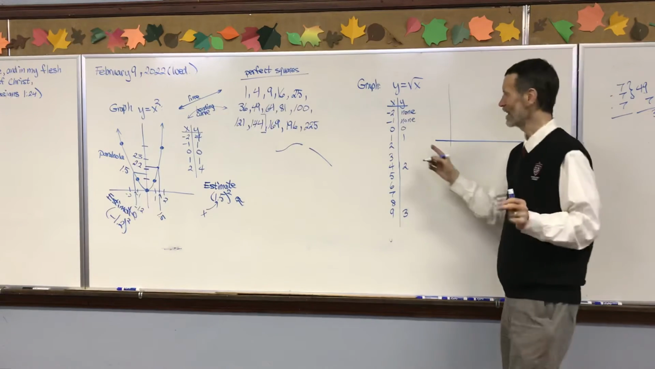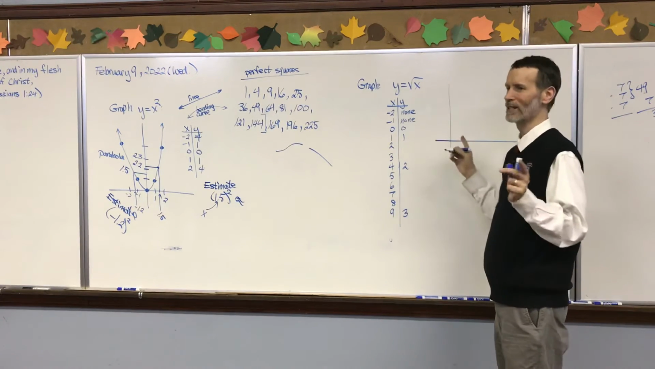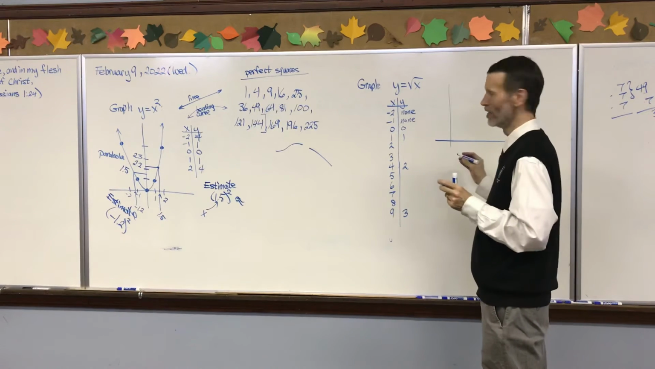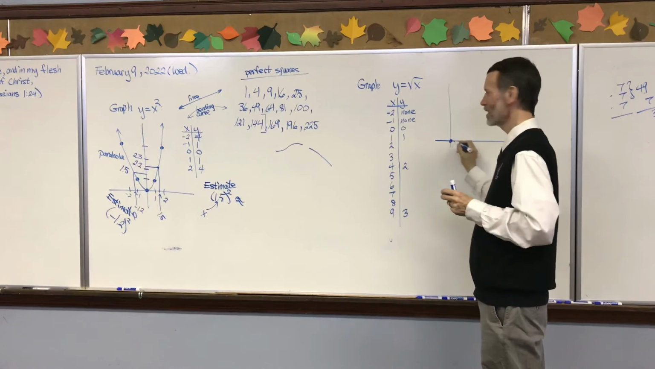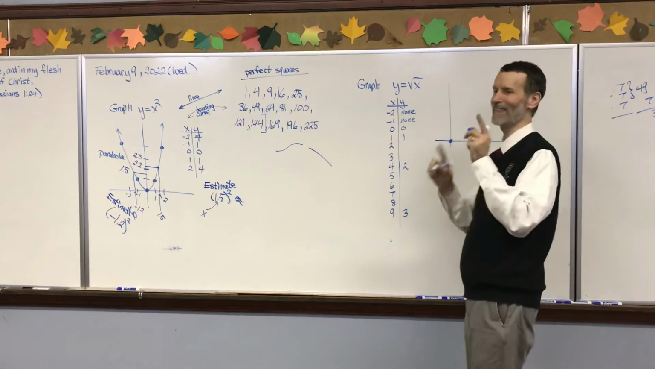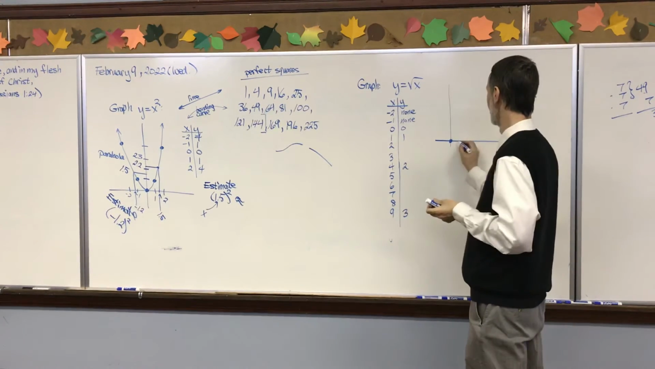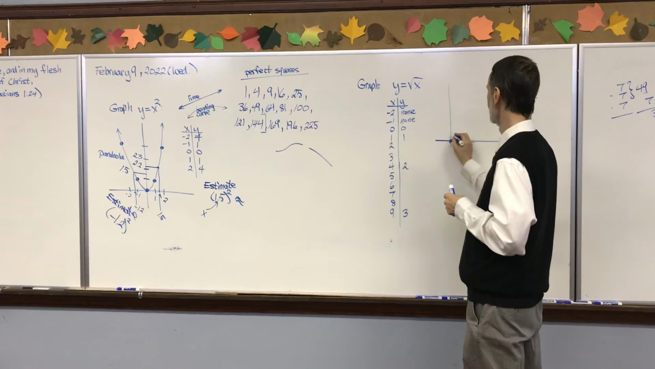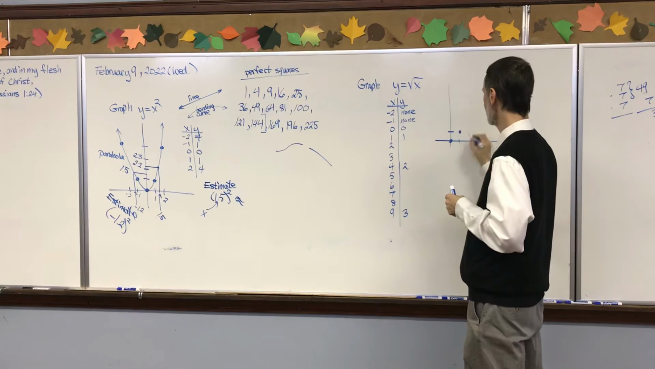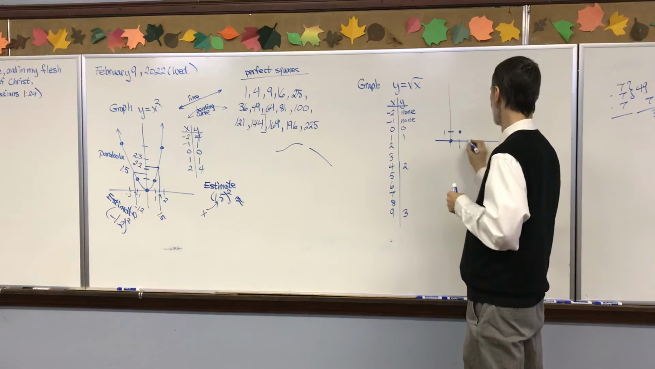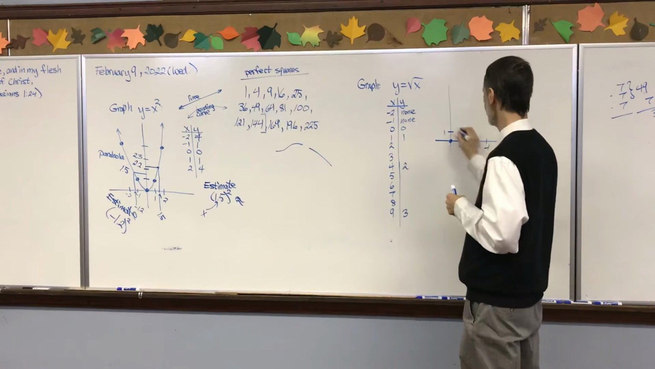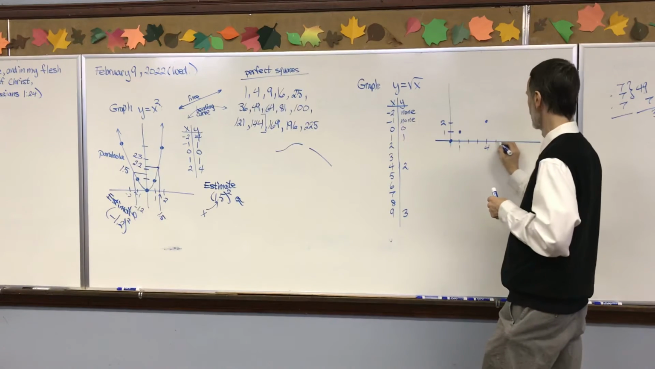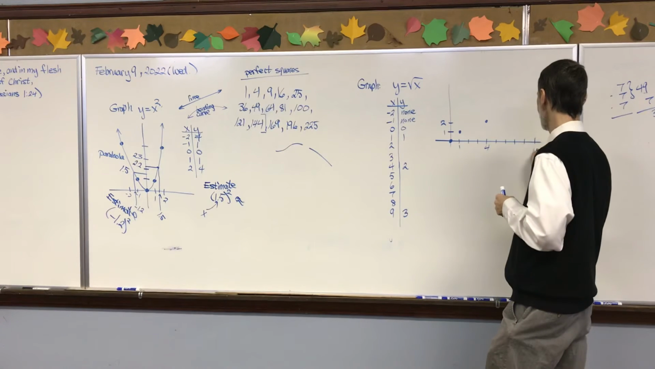The very first dot that actually worked is what, Mia? 0 comma 0. What's the next dot that actually worked? Actually, we missed one. 1 comma 1. And then keep going. 4 comma 2. Okay. Put it out there. And then one more. 9 comma 3.